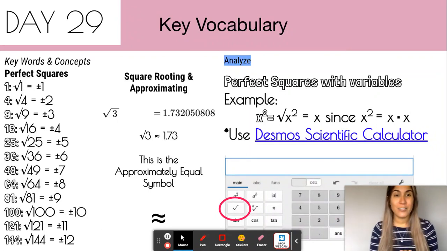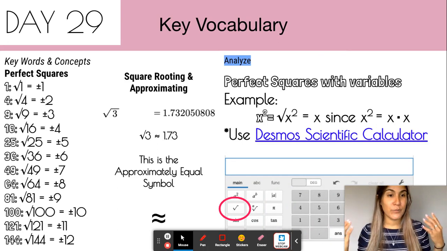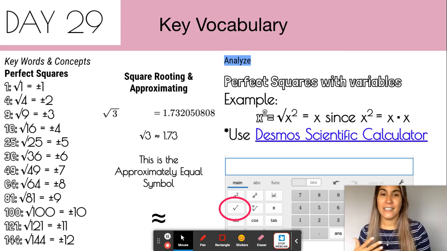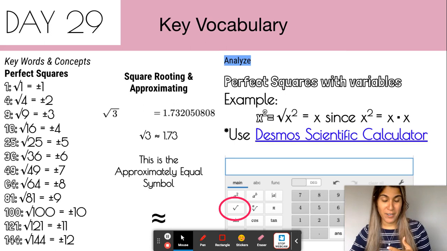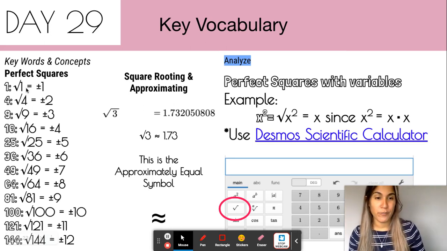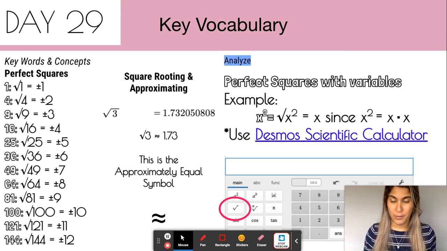Okay, so for day 29. For day 29, they're going to go back a little bit and they're going to review their perfect squares. Now, at this point, students should already understand that a positive times a positive will give you a positive, and a negative times a negative will give you a positive. Therefore, the square root of a number will include the positive and the negative of that number.